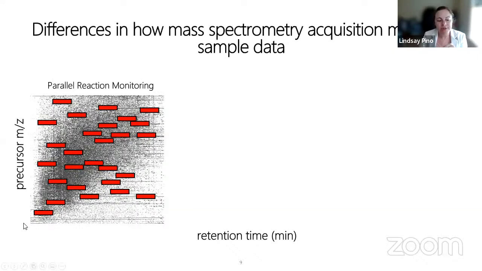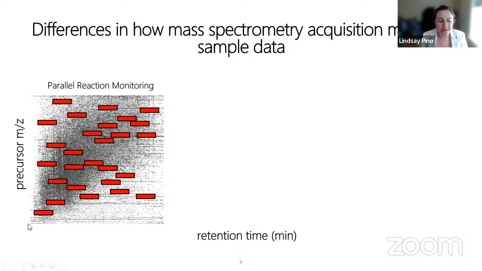So just imagine a very low m/z value, mass to charge value, and then it increases all the way up to very high m/z values. You can kind of think about it as very small peptides at the bottom and then very large peptides at the top. And then along the horizontal axis, going left to right, is the retention time, that LC gradient that Sue had mentioned.